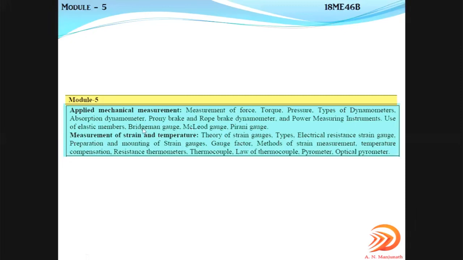Then McLeod gauge, Bridgman gauge, Pirani gauge. So those are the different measuring instruments we are going to discuss, right? Particularly in this first half portion of this fifth module, applied mechanical measurement.